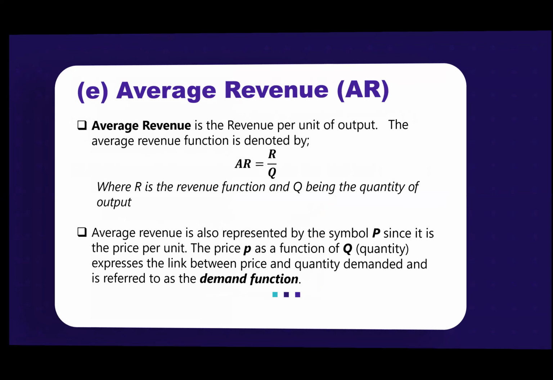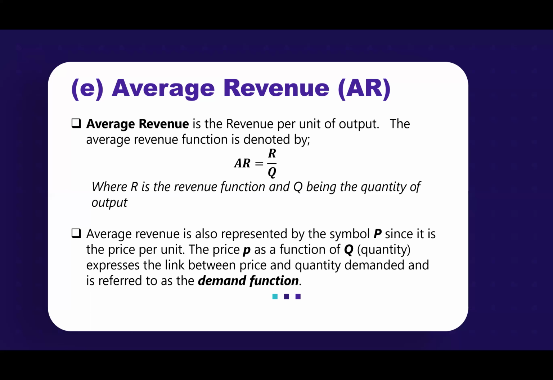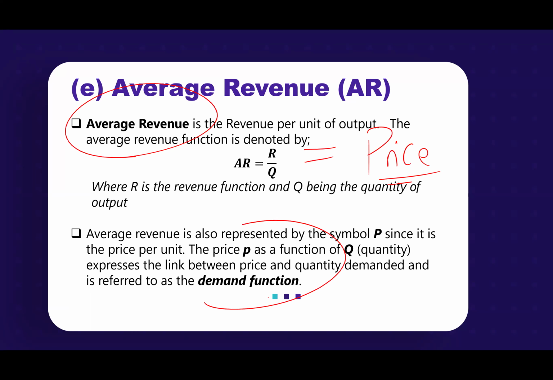Again, from time to time, your economist will be coming to you as the MD and will be talking about average revenue. So when he's talking about average revenue, he's talking about the revenue per output, which is indeed the price, which we refer to as the demand function in economics. So when we talk about demand function, we are talking about the average revenue. And again, we are talking about the price.